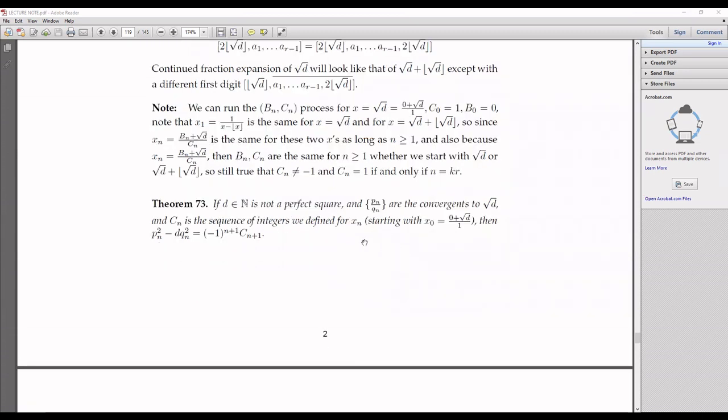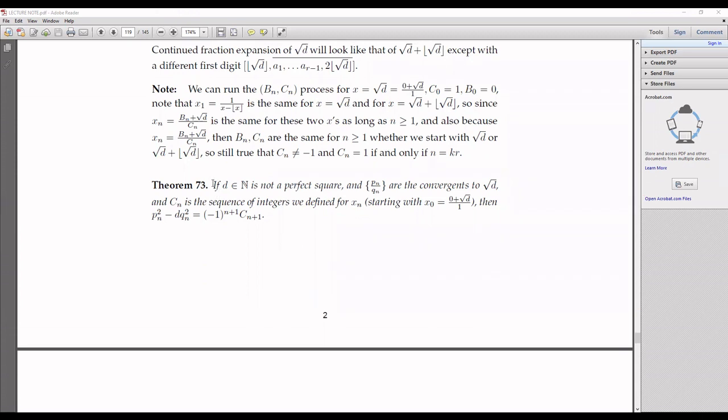Our next theorem claims that if d is a positive integer which is not a square, and these are the convergents to root d, and Cn is the sequence of integers we define for x. Basically, Cn is what you already know, right? We are starting with x naught. Since the number is exactly root d, our x is exactly root d. So x naught is just (0 plus root d) by 1. So b naught is 0, c naught is 1. And starting from here, if we use the algorithm, then they are claiming that this needs to be true.